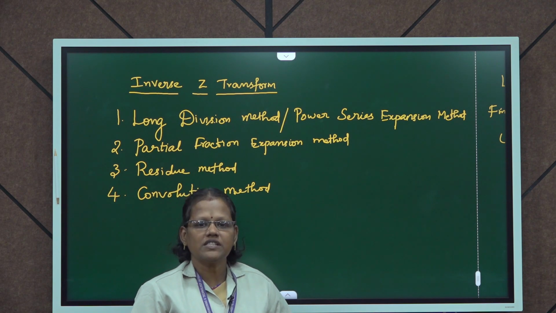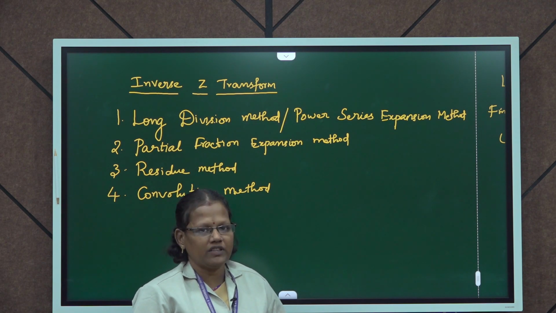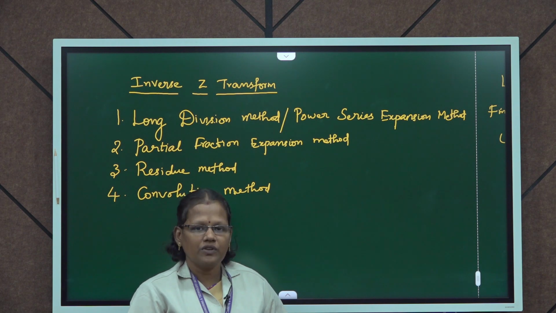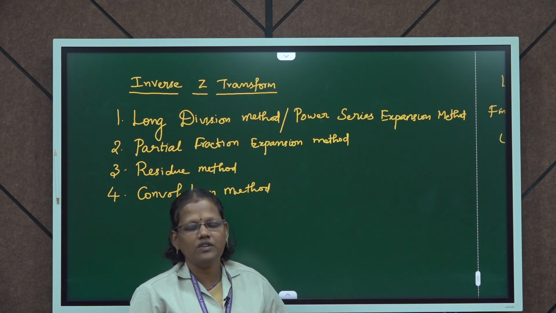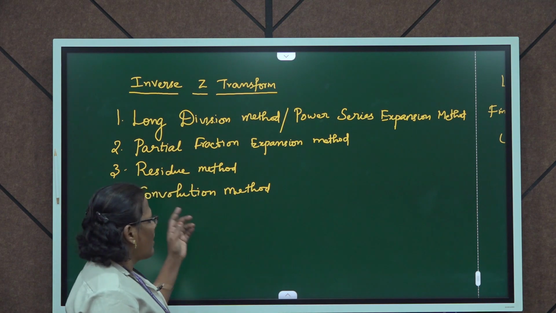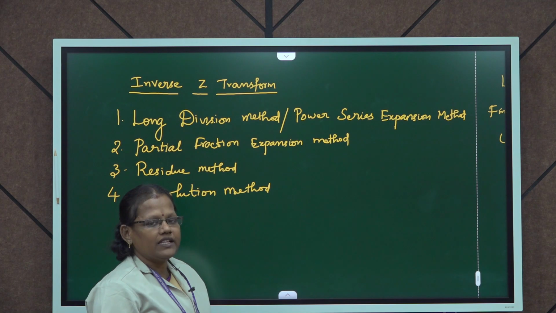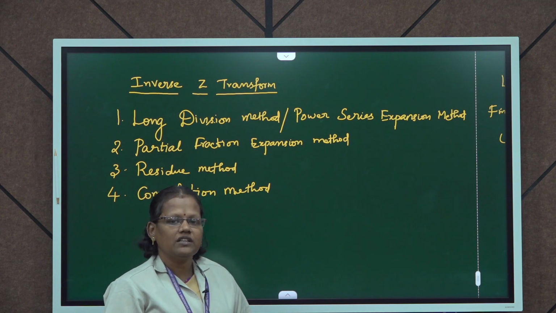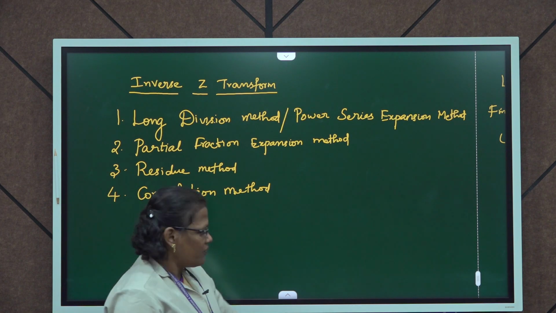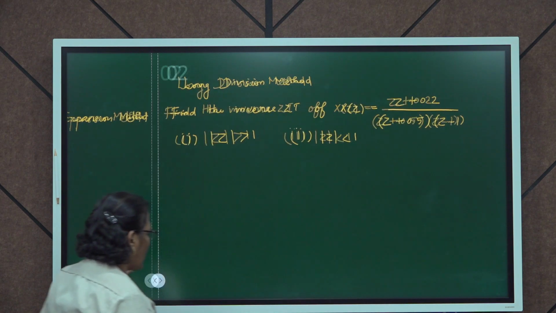To find the inverse Z transform, we have four different methods. Actually, we have so many methods. So, in this video, we are going to see four methods. The first one is the long division method, otherwise called the power series expansion method, and the second one is the partial fraction method, the third one is the residue method, and the fourth one is the convolution method. Now, first we see the long division method.